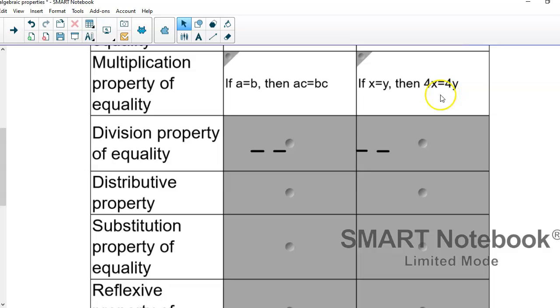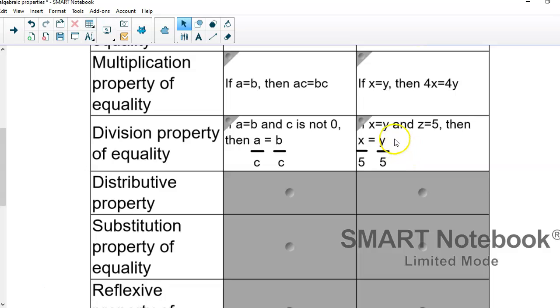The division property is very similar, but instead of multiplying both sides by a number, we're going to divide both sides by a number. So if A equals B and C is not 0, then A divided by C equals B divided by C. And in this one, C can't be 0 because you're not allowed to divide by 0. And an example of that would be this one. If x equals y and z equals 5, then x divided by 5 equals y divided by 5. Basically saying you can divide both sides of an equation by the same number and it will stay equal. If you need to pause it here to write those down, feel free.